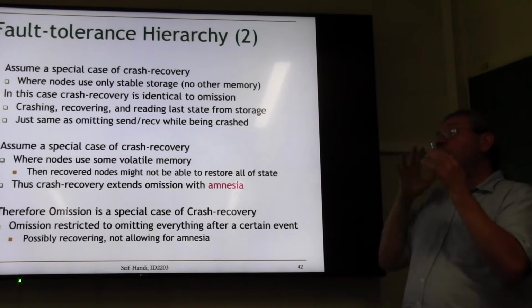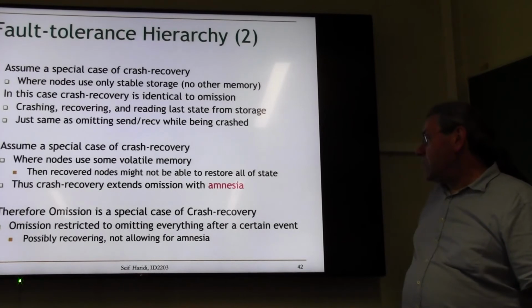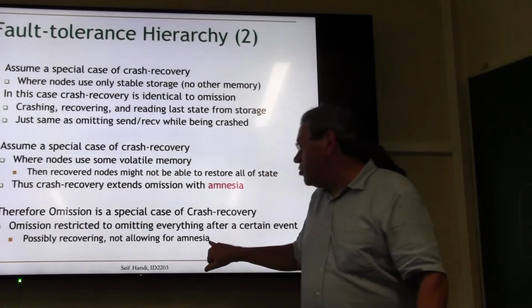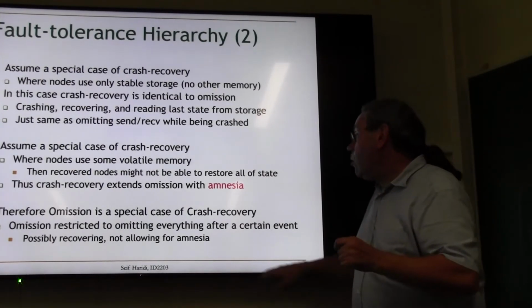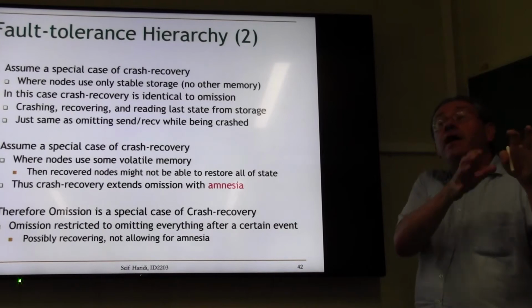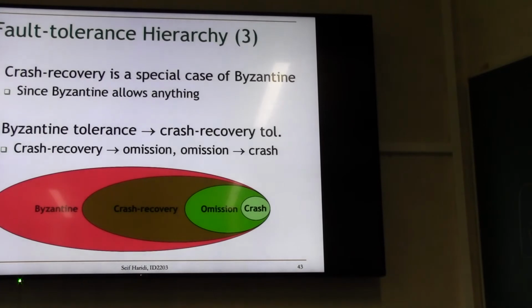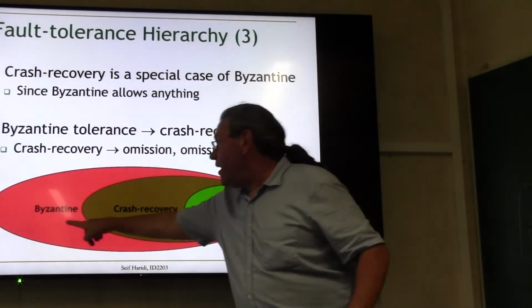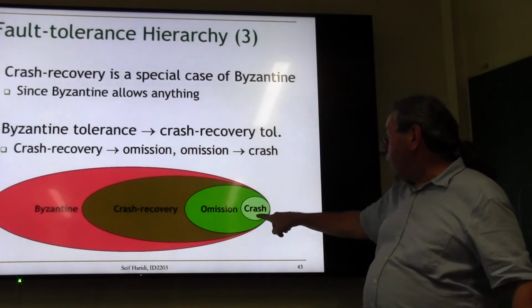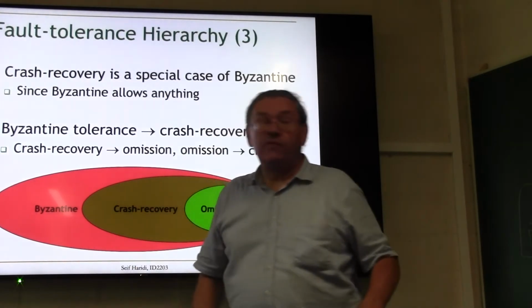We're trying to better understand the connection between the different failure modes. So omission does not have amnesia. You don't forget any state in omission. You're just forgetting sends and receives, whereas crash recovery can also forget part of the state. That's the new thing with crash recovery. And of course, Byzantine, everything is a special case of Byzantine. So in fact, we have this diagram. All crashes are a subset of omissions, a subset of crash recovery, a subset of Byzantine. Okay?